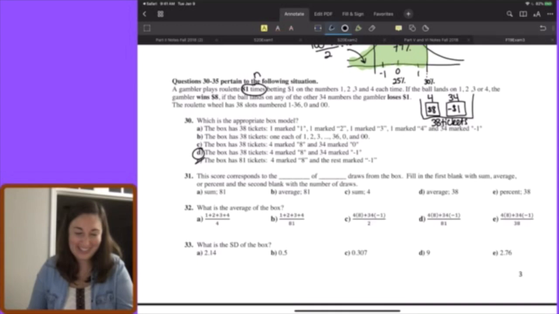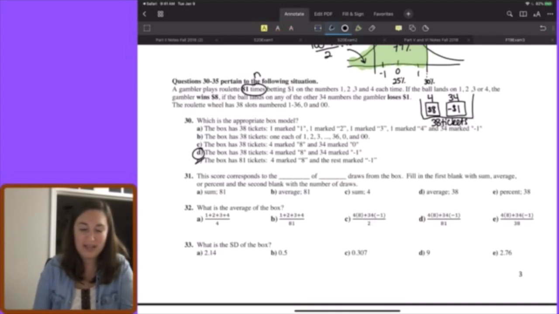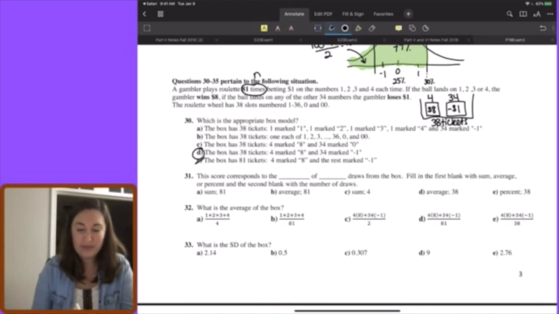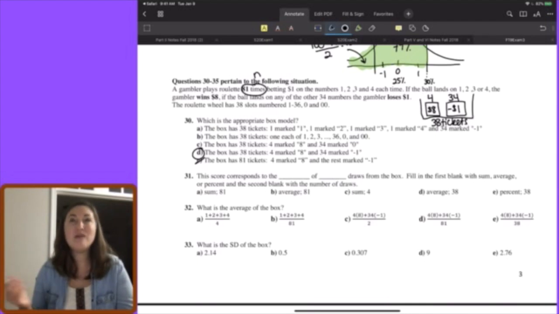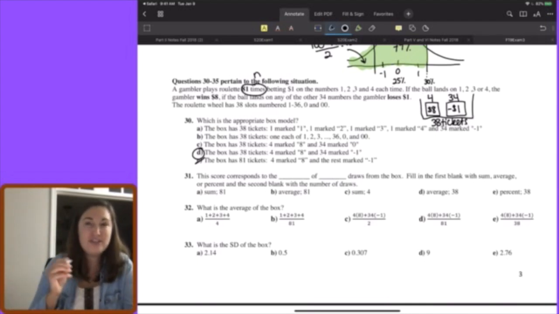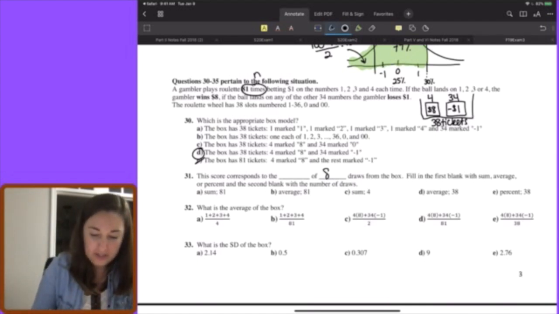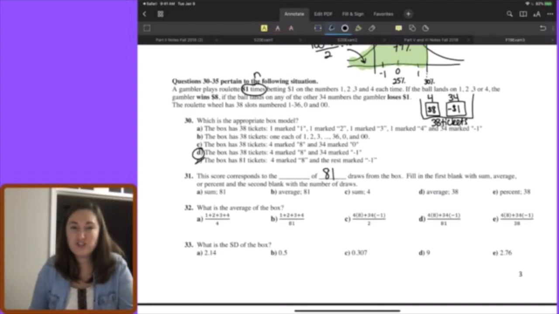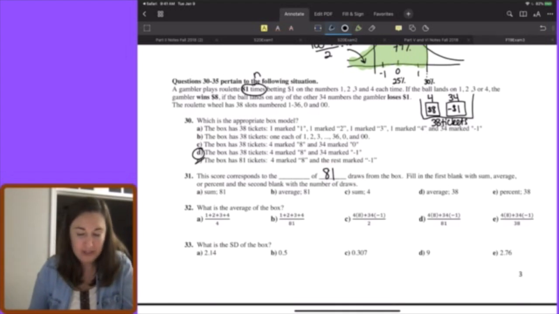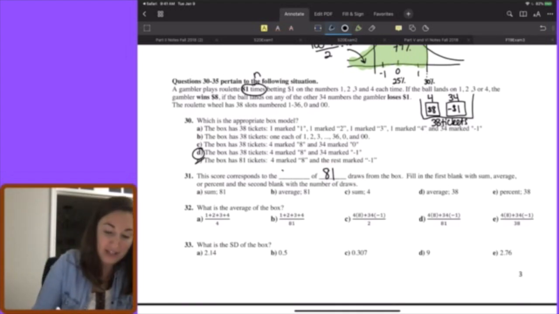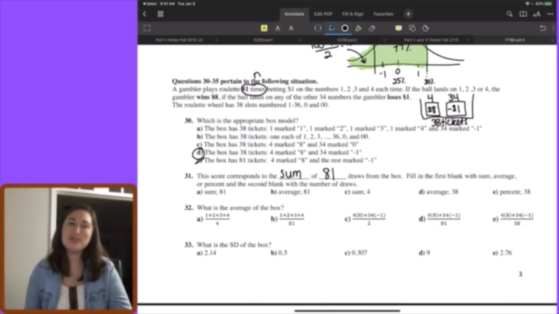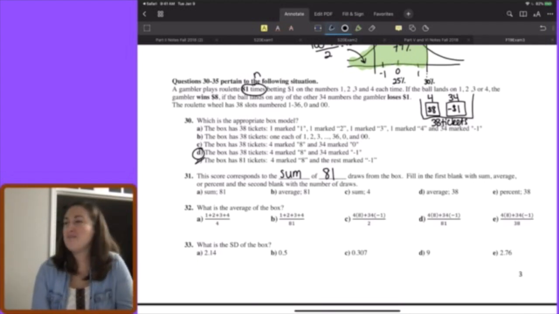Okay, what else are they asking? This score corresponds to the blank of the draws from the box. So it's asking, are we dealing with sums, average, percent, and then how many draws are we taking? The number of draws is always our N, so that's going to be my 81. And then sum, average, or percent. I don't see anything about average. I don't see any percent signs, so this is going to be sum, because we're adding up how much we win. With gambling games, a lot of times it's sum.